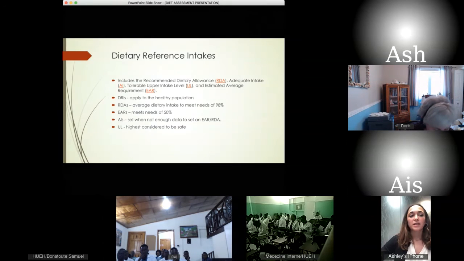So the RDA, when that's available, will be for a specific nutrient. For example, let's say women need, and it'll give you a certain age group, 1,000 milligrams of calcium a day to meet their needs. That's going to meet the needs of about 98% of the population of that specific group.